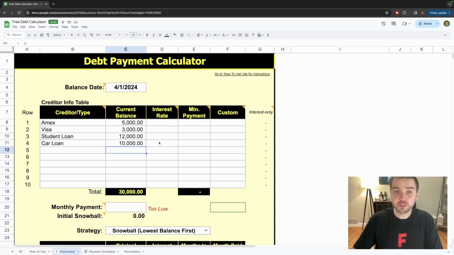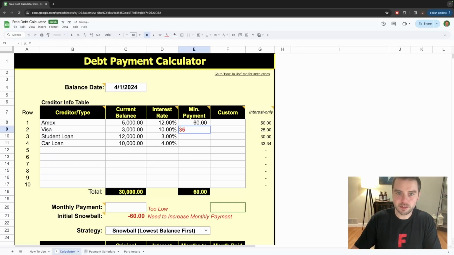The next section here, interest rate. So again, the same thing. We're going to want to get the exact interest rate from your debt, from your agreement. I'm going to just make up some numbers here for this example. There we go. And minimum payment. Again, you're going to want to get the actual minimum payment for each of your debts. You'll notice over here that it also calculates your interest only based on the information provided. So typically your minimum payment will be a flat amount that's larger than your interest. So for this example, I'm just going to enter numbers that are slightly larger than this interest number here.